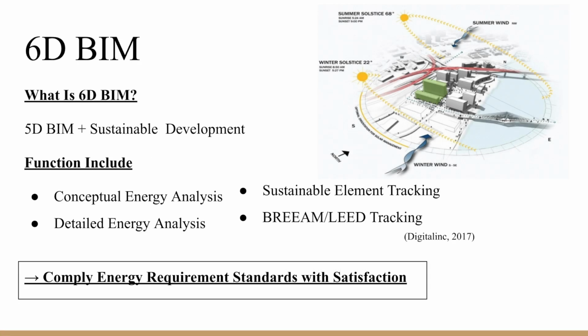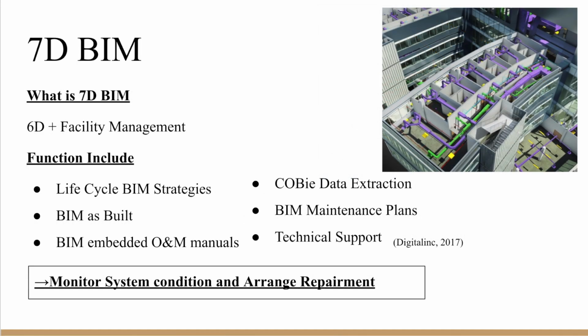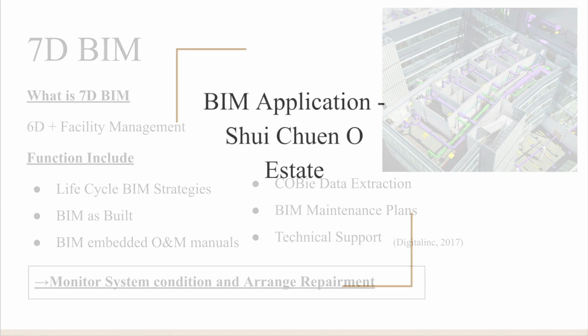6D BIM is basically 5D BIM plus the concept of sustainable development. The functions of 6D BIM are as follows. By adopting 6D BIM, it can allow developers to comply with energy requirement standards with satisfaction. Last but not least, 7D BIM is basically 6D BIM plus the concept of facility management. Common 7D BIM functions are included as follows. The adoption of 7D BIM allows developers or operators to monitor system conditions and arrange on-time repairs.